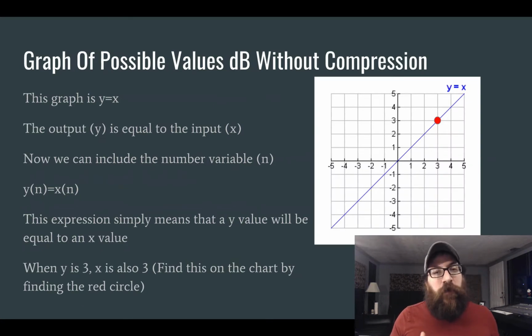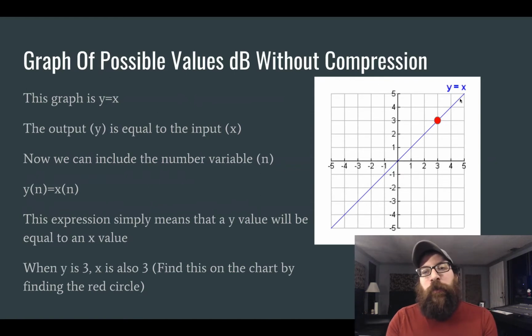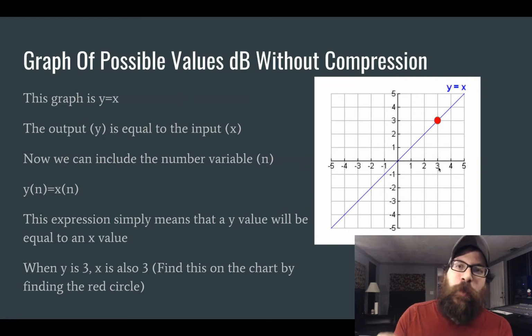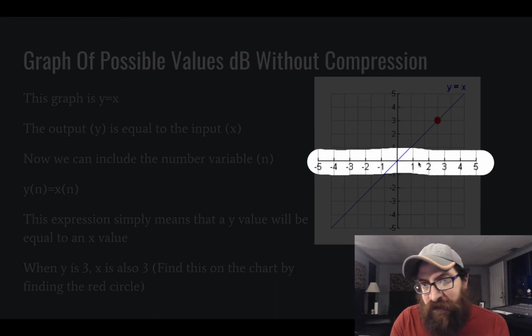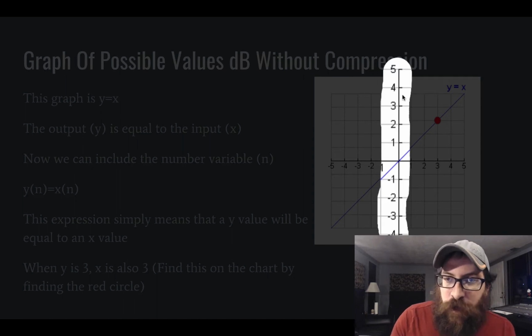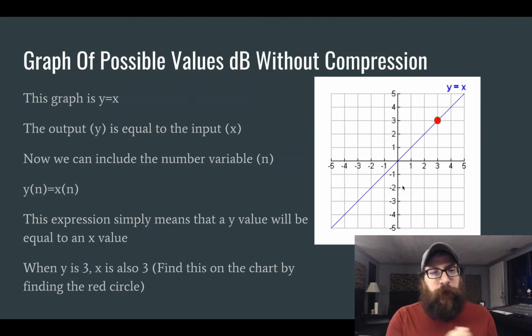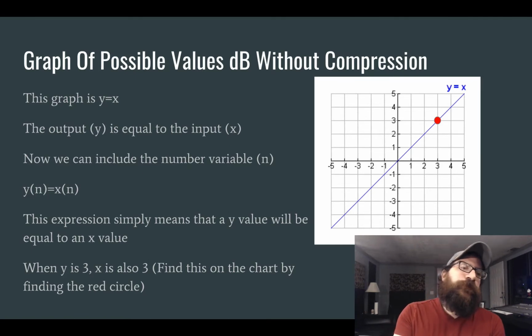Now we're going to graph all possible values without any compression. So your input is going to be equal to your output. We said that X is your input and Y is your output. On this graph, X is the horizontal line, and Y is this line right here going vertically. So this graph is Y equals X. It's really that simple. All your output and your input are equal to each other. The output Y is equal to the input X.